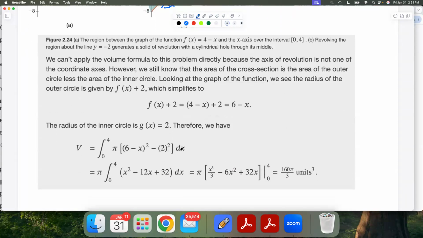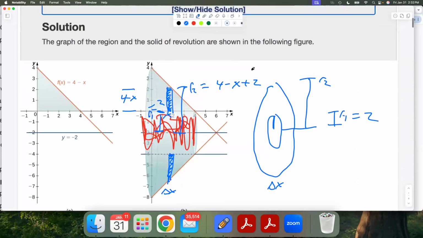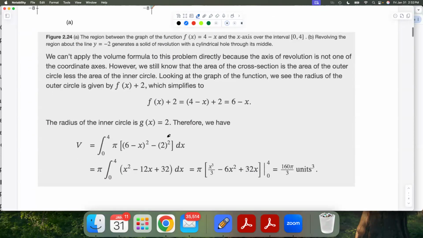So again, I'm not going to go through all the little steps in the integral. I'm trying to get you used to setting these up. We'll do some full examples where I write everything down in the next video. Okay, so just cleaning up here, that outer radius, 4 minus x plus 2, that's just 6 minus x. The inner was 2. So we get the integral.